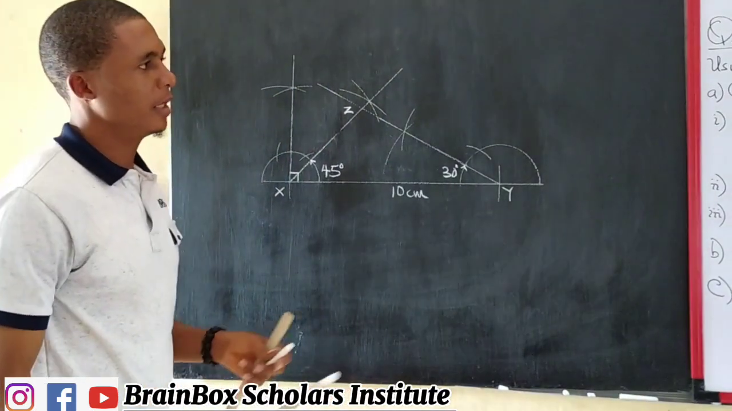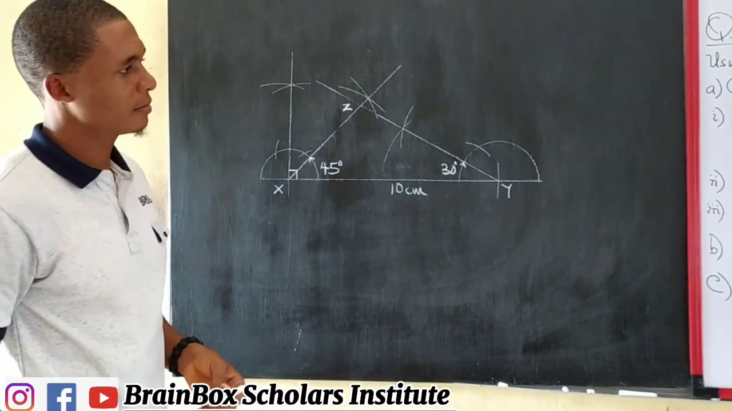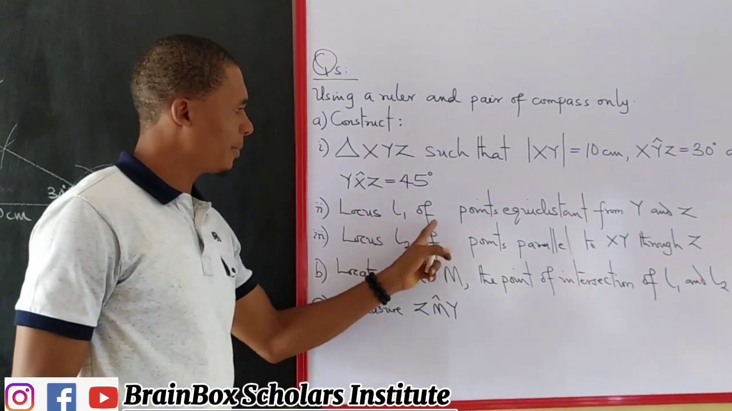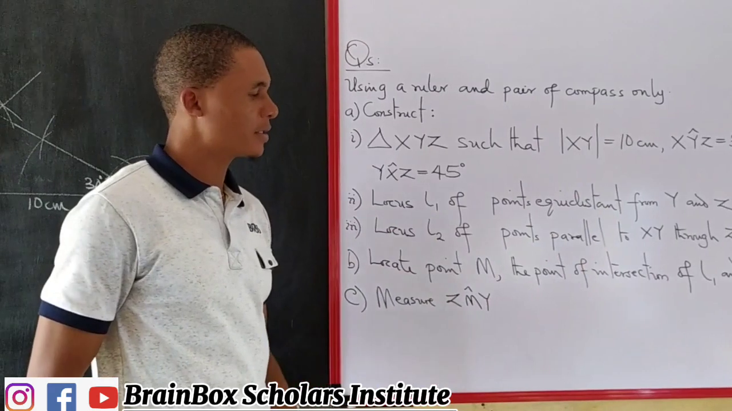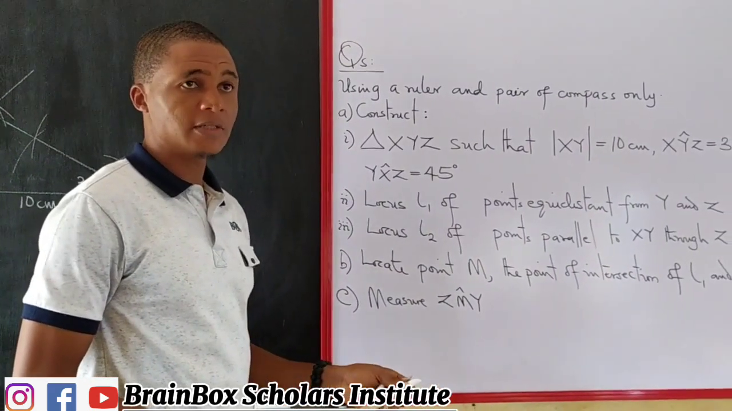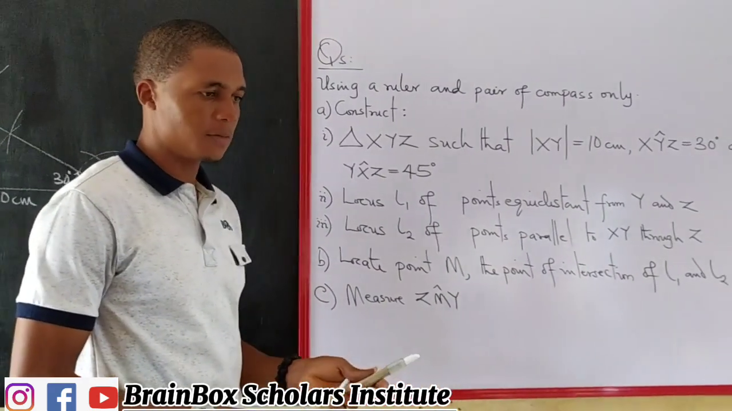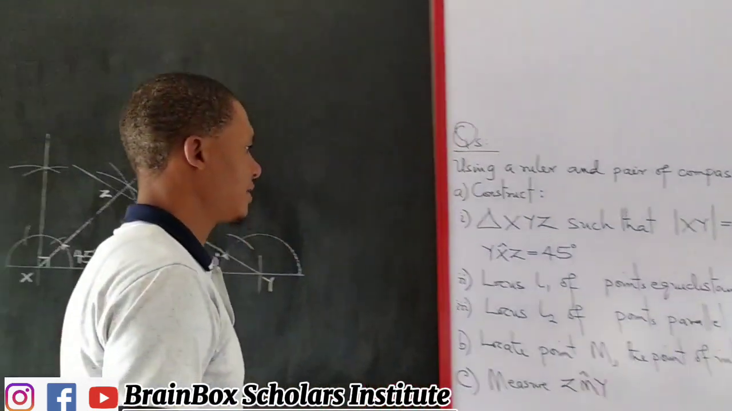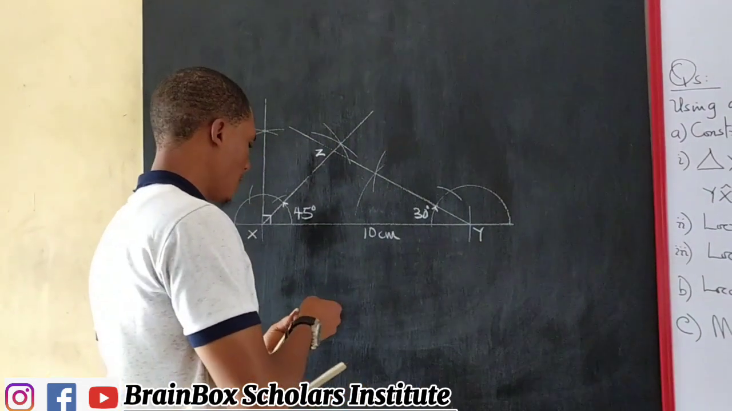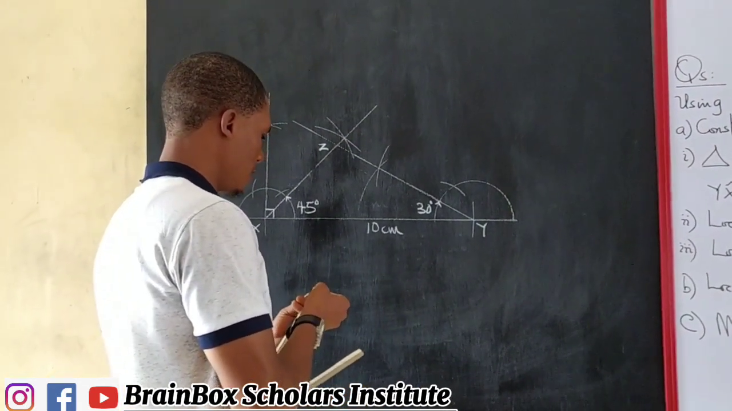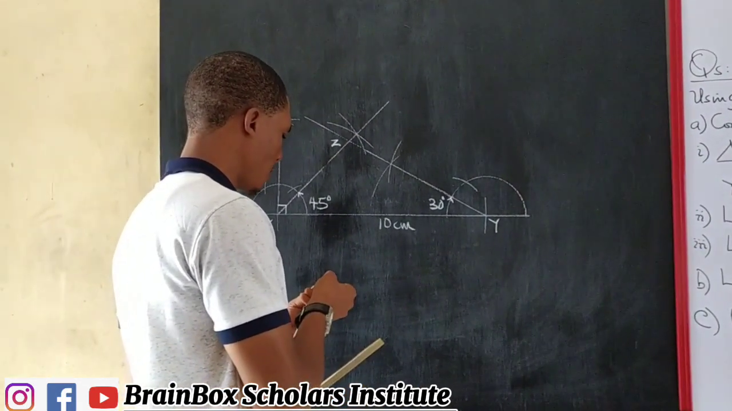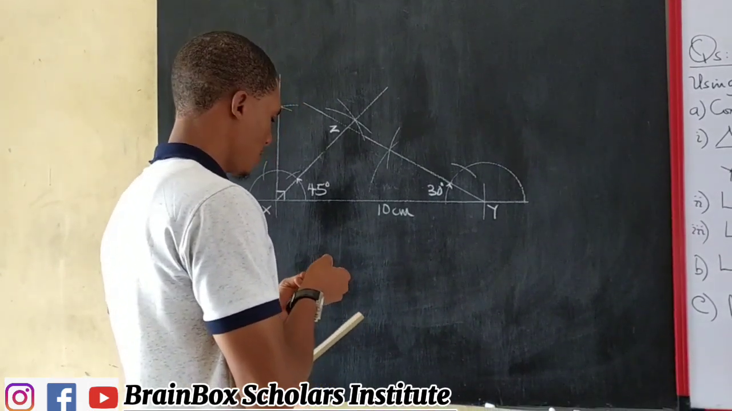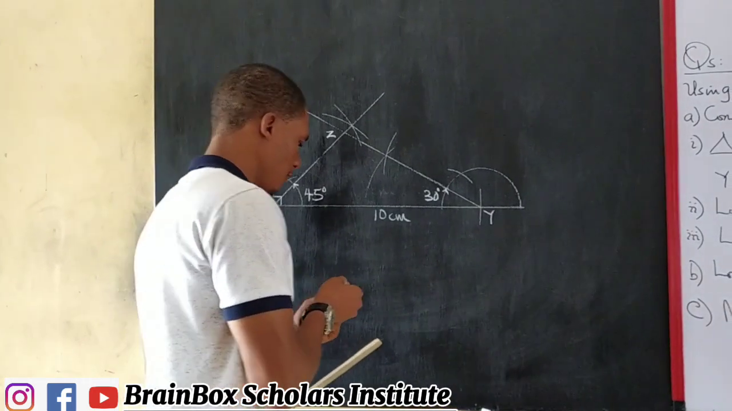Now, what next? Question 2 says, locus of a point equidistant from X and Y. What does it mean? Perpendicular bisector of XY. Are we there? So now let's bisect Y and Z. Alright, so let's move.